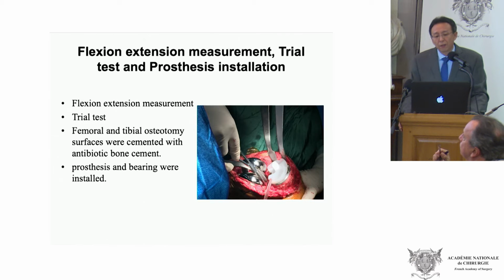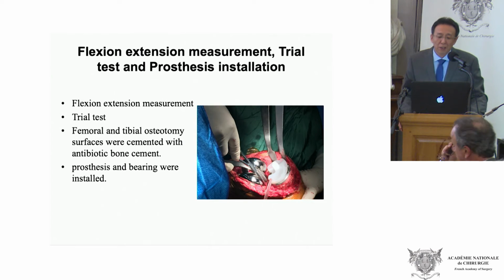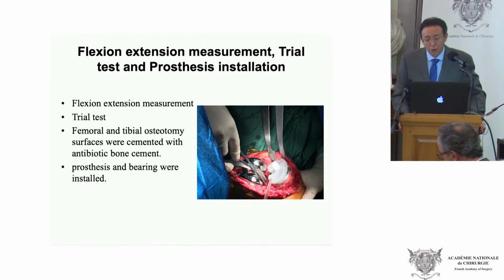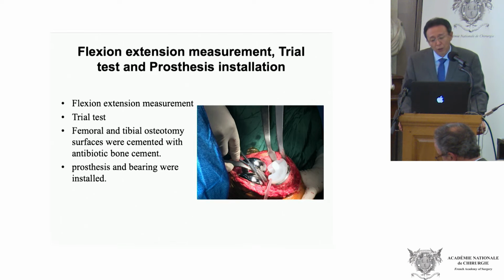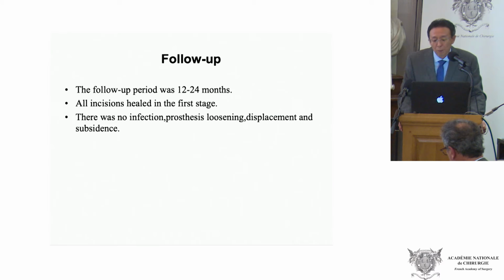Flexion, extension, measurement, trial test and prosthesis installation. Flexion and extension measurement is the first, and the second is the trial test. Then the femur and tibial osteotomy surfaces were cemented with antibiotic bone cement. In the last process, the bearing was installed.